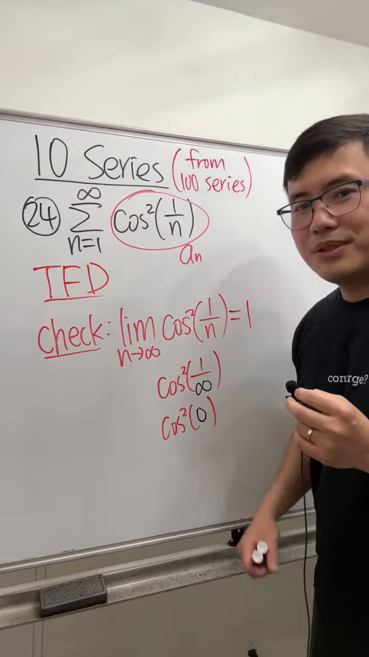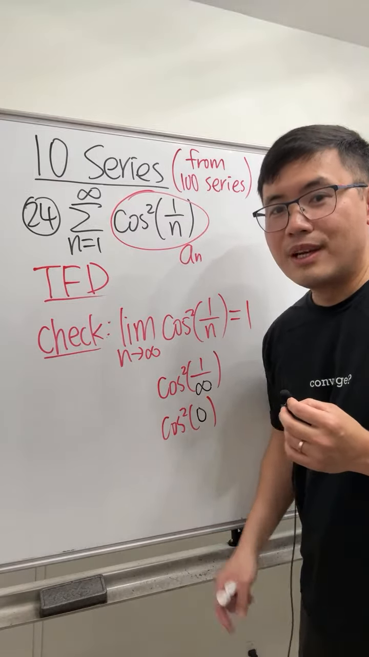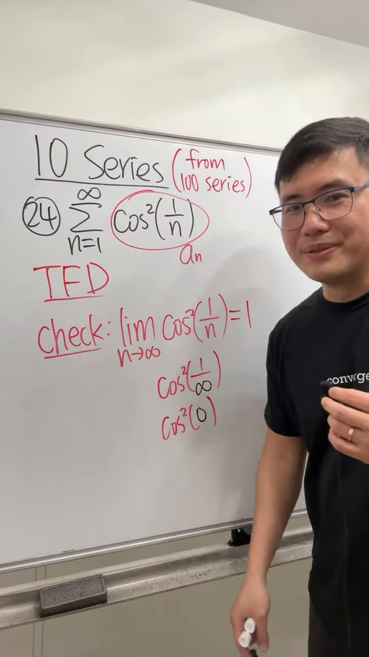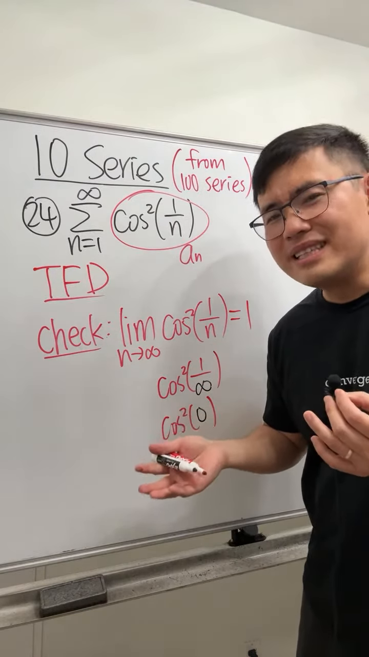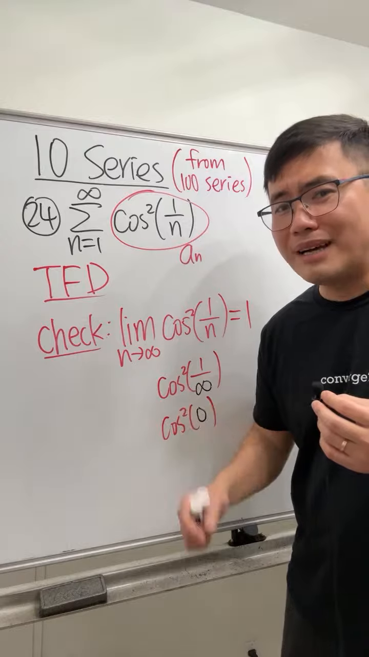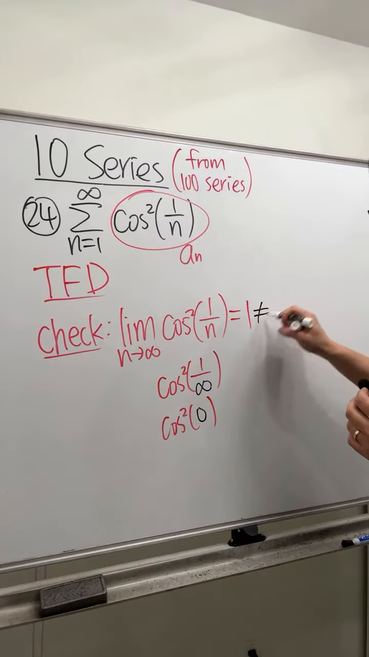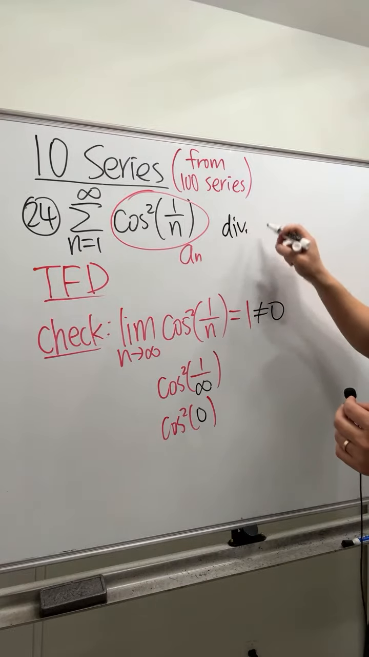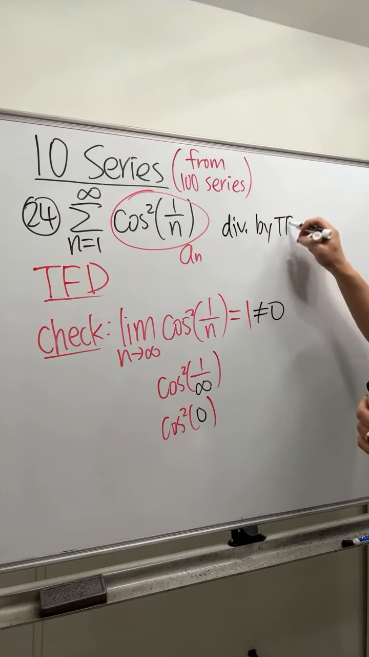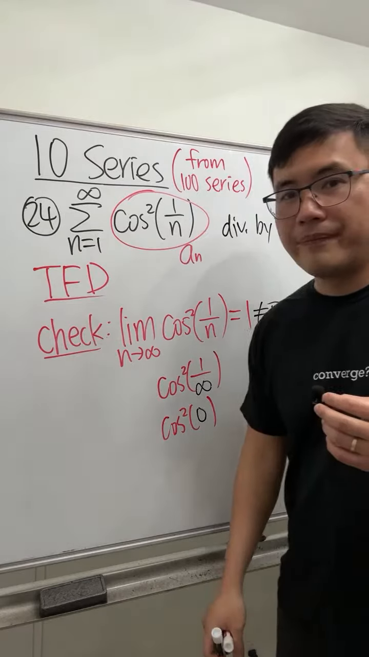It's 1, good, but so what? 1 is not equal to 0, thank you. Yes, it's not because 1 is greater than 0, well, technically yes, but all we have to mention is this right here is not equal to 0, so we can say this right here diverges by the test for divergence. Okay?